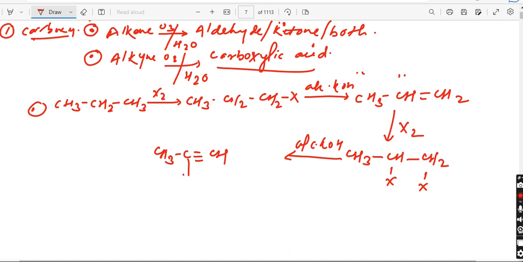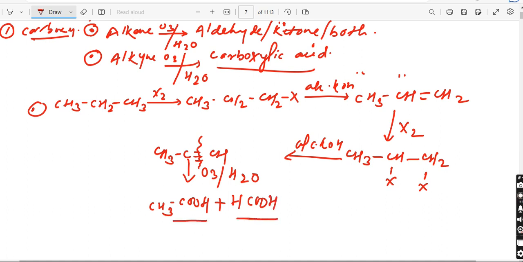Now when we use ozone and hydrolyze this one, look here, this bond will break at this side and this will produce CH3, C, OOH, plus this will produce HCOOH. Are you getting it? So in this way we can prepare carboxylic acid, right?